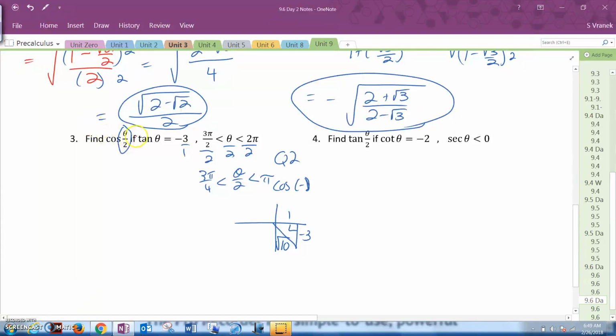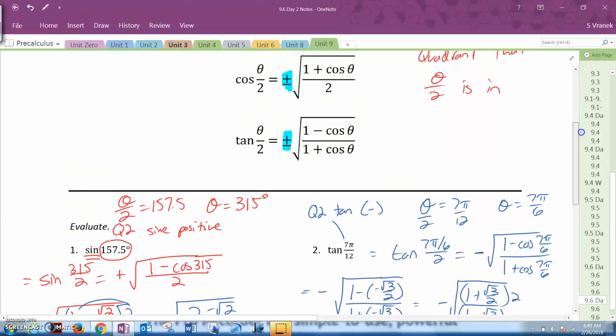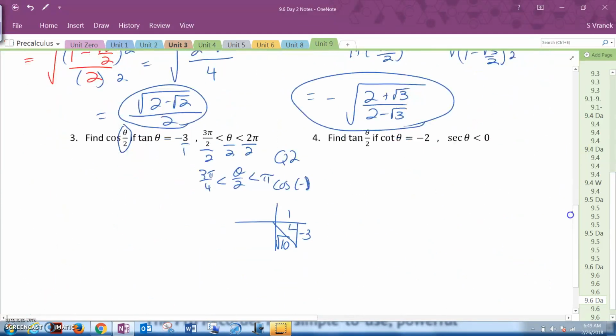Alright, so now I need to use the cosine formula. That's 1 plus cosine over 2 all under a root. So that means the formula is going to become, and I want a negative version of it, so negative square root of 1 plus cosine of theta over 2. So the cosine of theta is 1 over root 10.